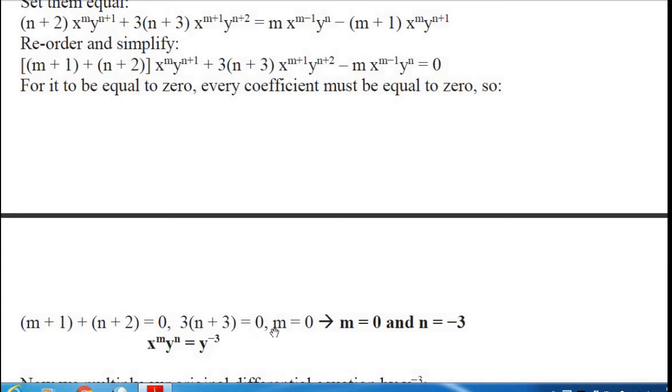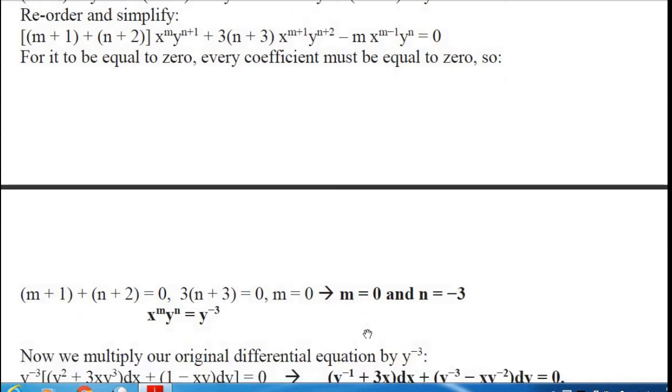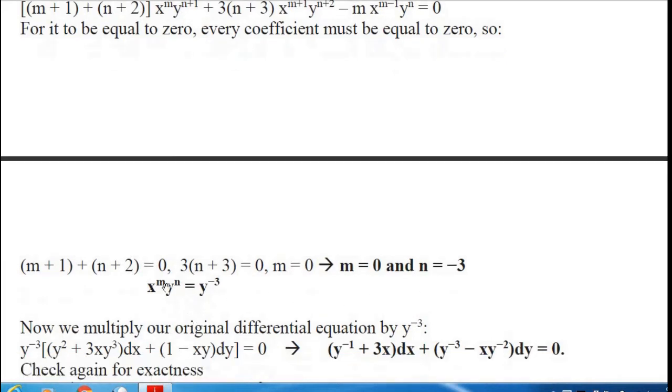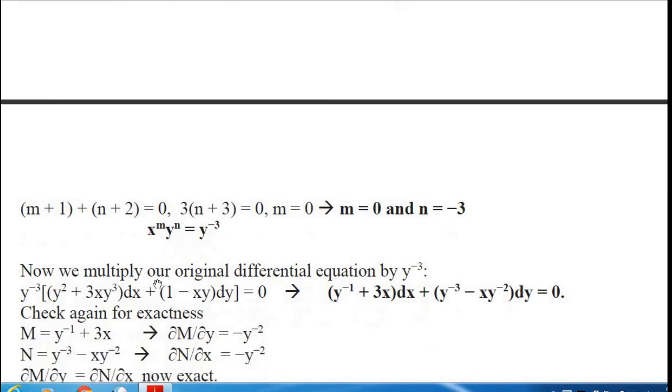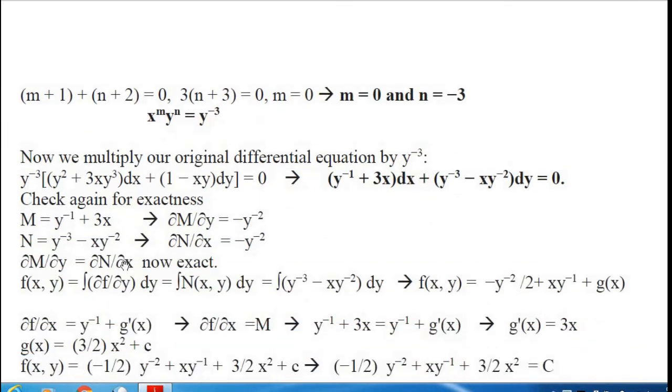Thus we get such a situation which implies that m equals 0, and substituting the value of m here we get n as minus 3. So the power of x is 0 and the power of y is minus 3. Thus we obtain the integrating factor as y raised to minus 3.